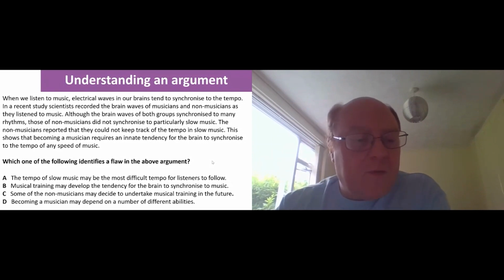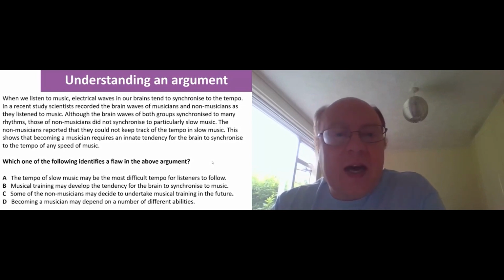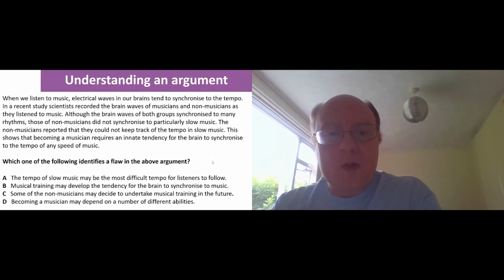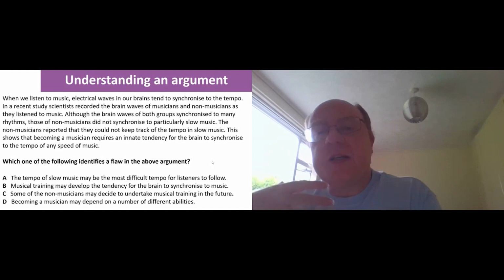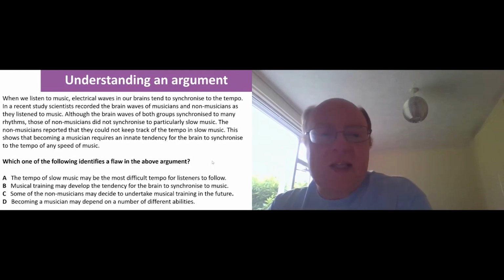And you can see there are 4 options there. So it's actually sort of arguing that musicians seem to be able to synchronize to the tempo of music, whereas non-musicians, those who aren't musically trained, have a particular inability to synchronize and find particular difficulty in synchronizing to slow music. They can't keep track of that tempo.